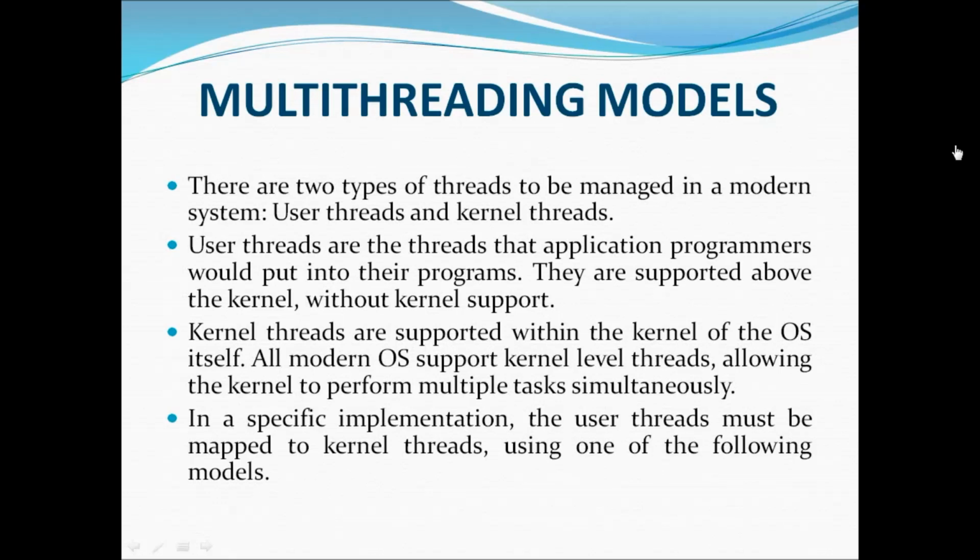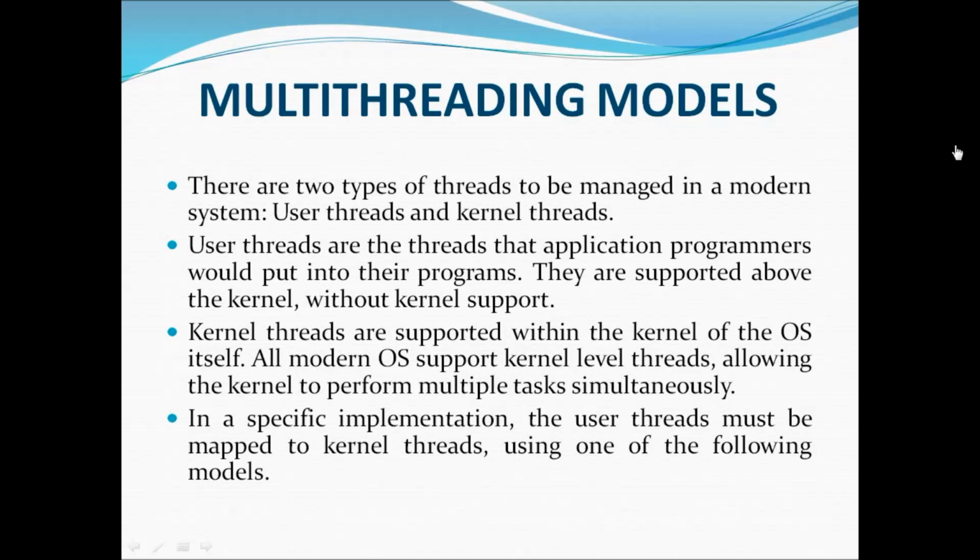Now, the multi-threading model, very important. There are two types of threads to be managed in a modern system. Now you know what a thread is, but there are two types: user thread and kernel thread. So what is a user thread? User threads are the threads that application programmers put into their programs. That means the programmers who created the software will create the threads. For example, MS Word. In MS Word, the three threads we discussed are created by the application programmer, not by the OS, right?